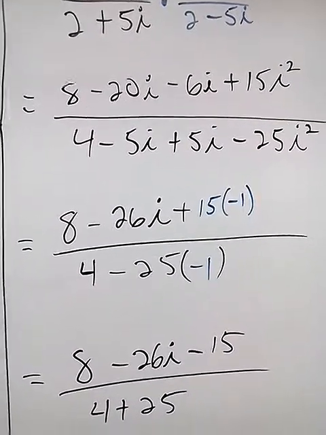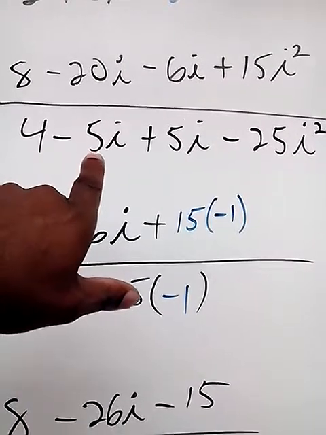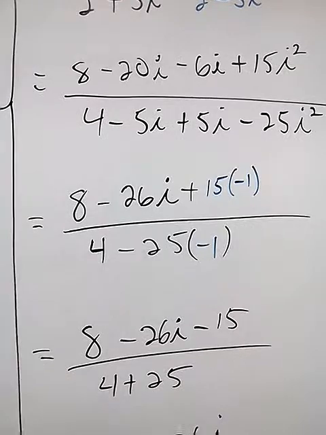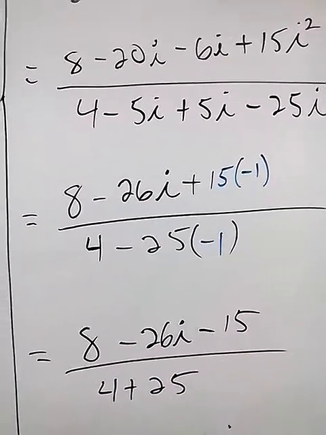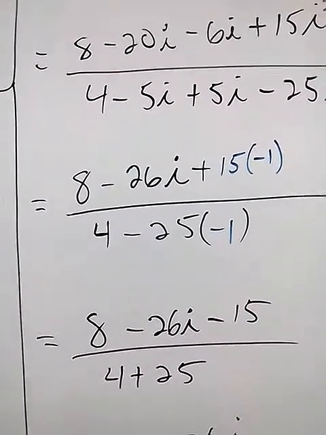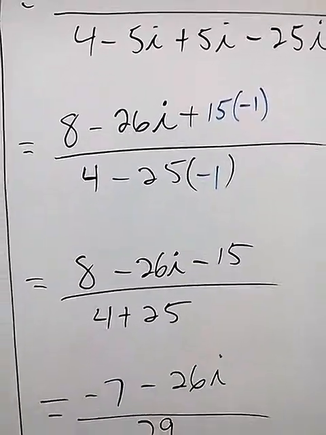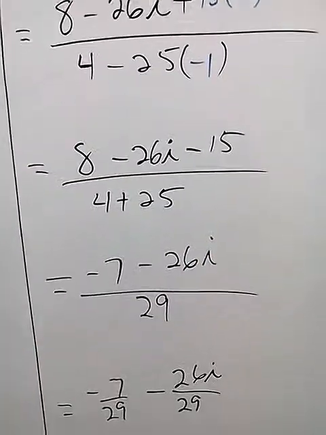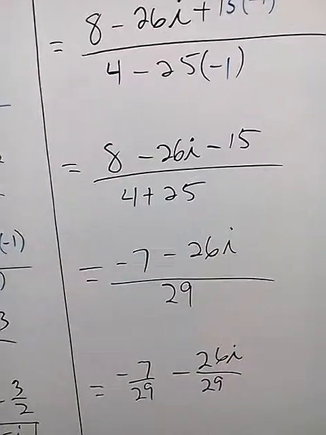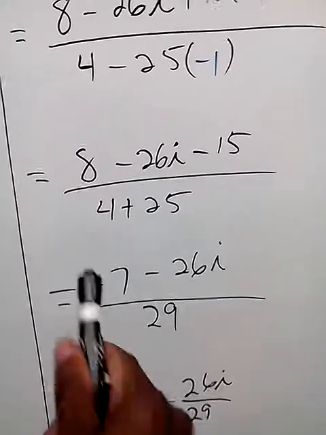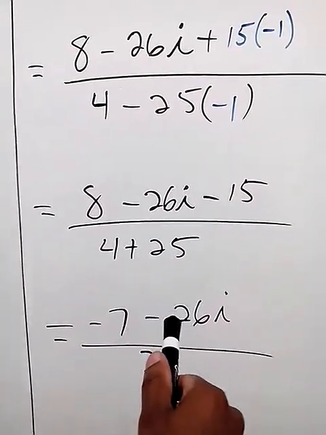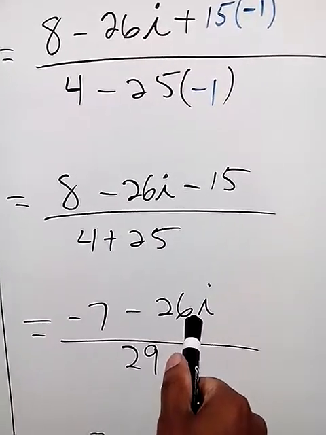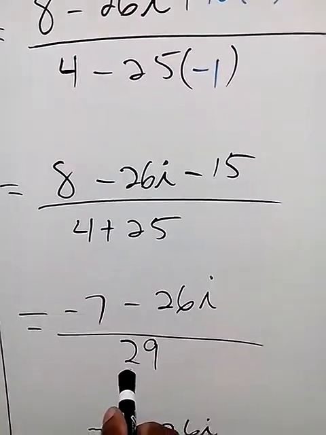So combining like terms, the minus 5i plus 5i cancels itself out in the denominator, and we're left with the 25 minus 25 times the negative 1. So further simplifying here, we see that we wind up with negative 7 minus 26i in our numerator, and then in our denominator we have 29.